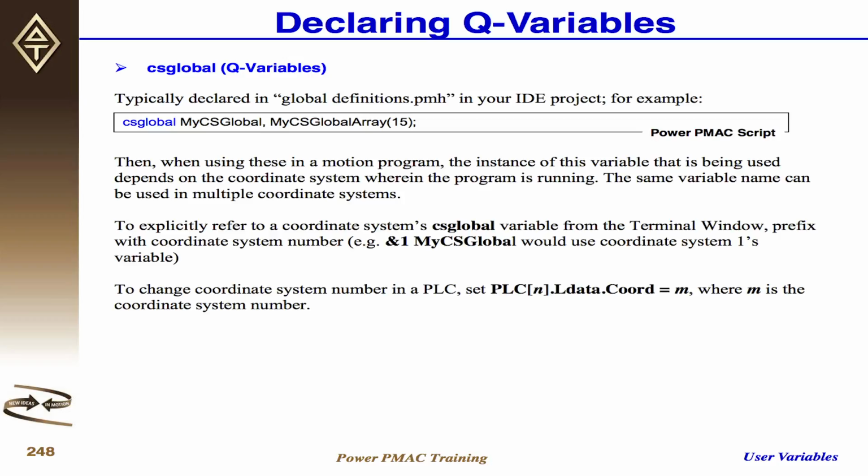If you want to call one from the terminal window, generally the terminal window will go to the currently addressed coordinate system. You typically don't address coordinate systems in the terminal window, so it'll usually default to 0, but if you want to, you can query a specific one from inside of a specific coordinate system like this by issuing ampersand, coordinate system number, and then whatever the variable name, and it will return that value for that variable from that coordinate system.